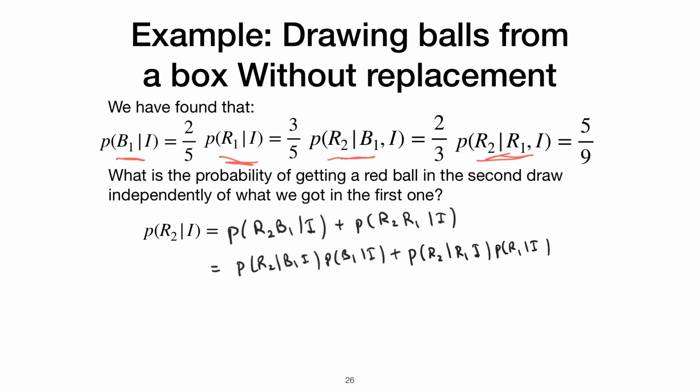So now all you have to do is plug in these numbers. So the first one is 2/3 times 2/5, and then you have 5/9 times 3/5, and if you do the computations you're gonna find a specific number.